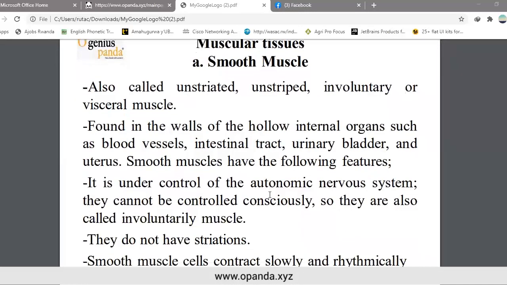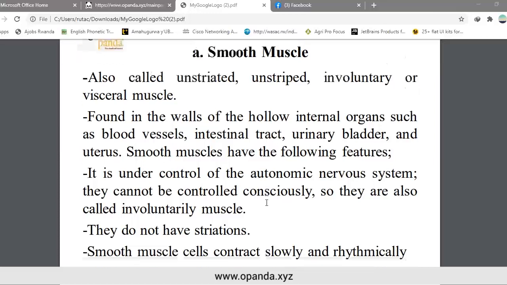It is under control of the autonomic nervous system. They cannot be controlled consciously, so they are also called involuntary muscles. These are smooth muscles. They do not have striations. Smooth muscle cells contract slowly and rhythmically.